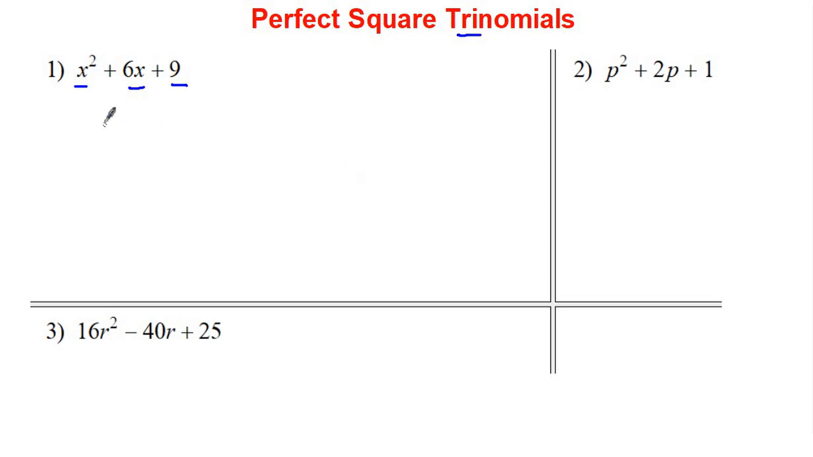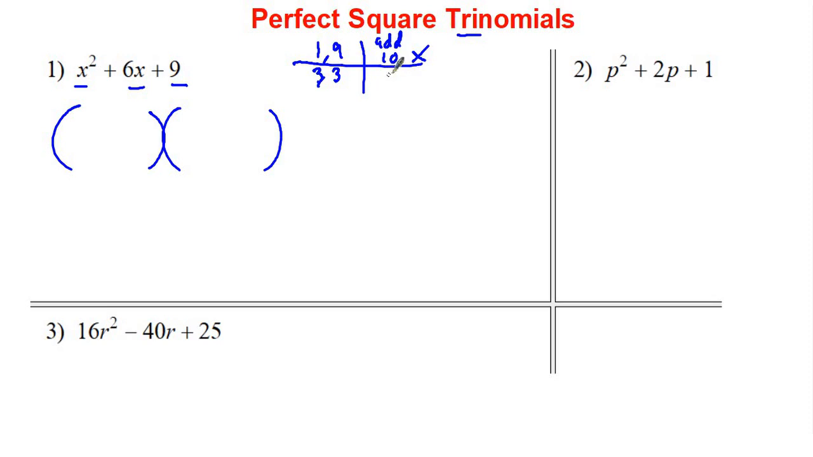So we factor this the exact same way as we normally would. We're looking for numbers that multiply to 9 and add to 6. The only options are 1 times 9 or 3 times 3. The only ones that add to 6: 1 plus 9 would be 10, that doesn't work. 3 plus 3 is 6. So you could write this as x plus 3 times x plus 3.